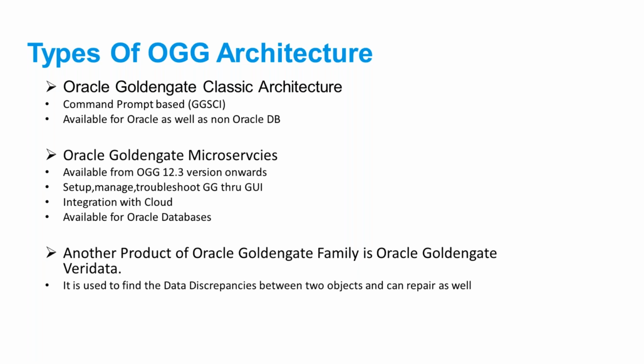Now, one thing is that you have source and target in Golden Gate. It is possible to use the combination of source as Classic and target as microservices or vice versa.